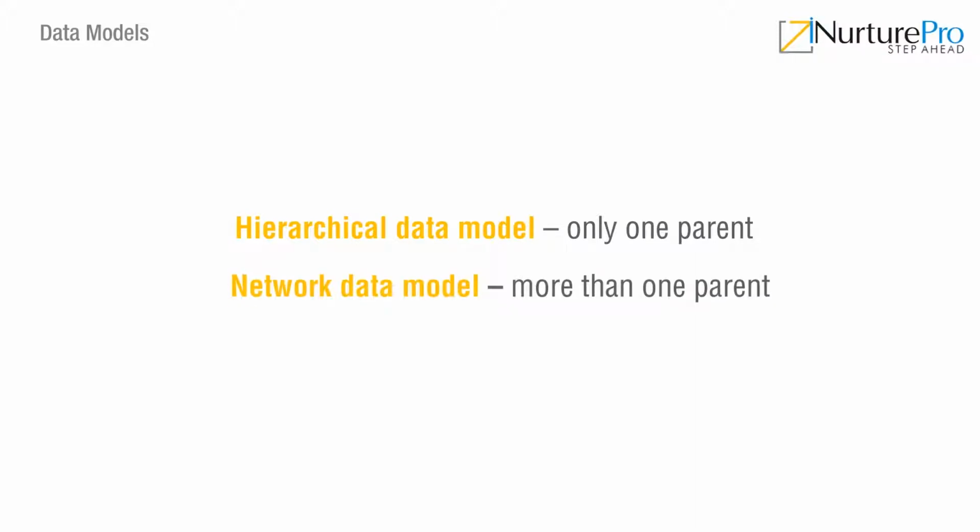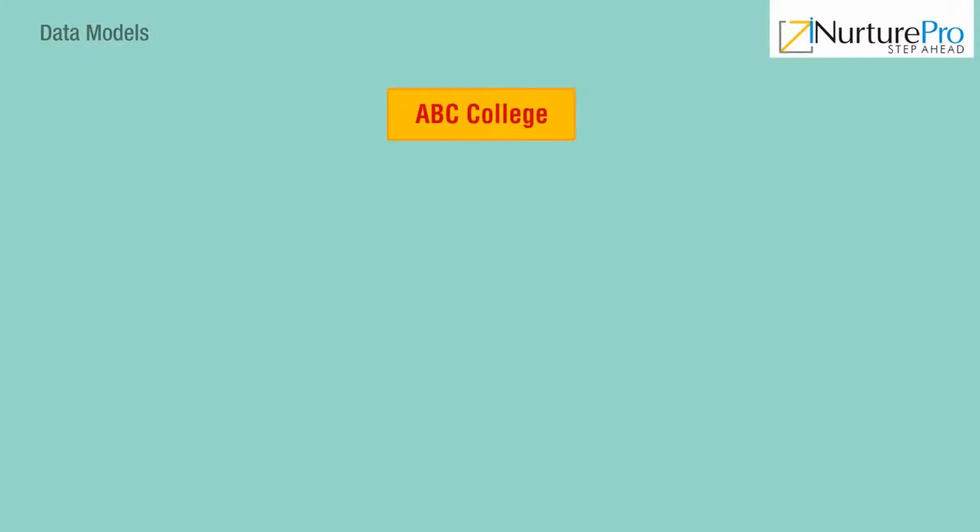paths. The main difference between hierarchical data model and network data model is that in hierarchical data model, we can have only one parent to a child, but in network data model, we can have more than one parent to a child. Now, let us look into an example for a network data model.